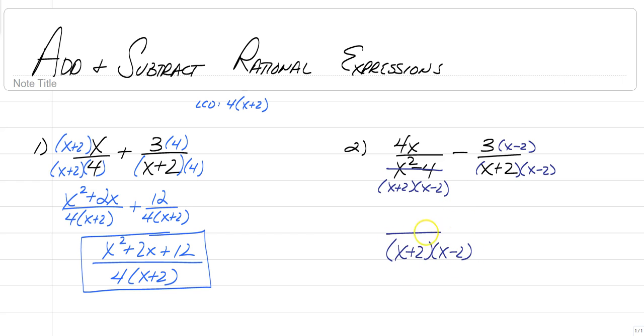Now we need to add the top. So what you have is a 4x. You have to be very careful. This is a minus 3. So this actually becomes 4x minus 3x plus 6, because you are subtracting this whole thing. So negative 3 times x is a negative 3x, and a negative 3 times a negative 2 is a positive 6. Okay, so then once that simplifies, you're going to have 4x minus 3x plus 6. That'll give you x plus 6. Okay, and now this one is done. You cannot simplify any x's. Everything is good to go.